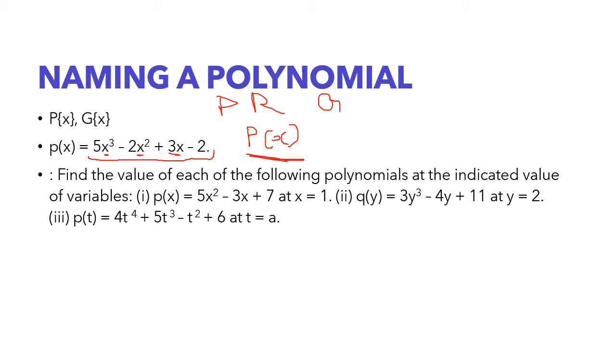Now, how do we call it? It is known as P of x. Or if you want to represent it with R, then in the bracket the variable over here is x itself, so we call it r of x. Similarly, if you want to name it with the letter g, then it is g of x. So here they have named it as p of x, where p of x value is given as 5x cubed minus 2x square plus 3x minus 2.